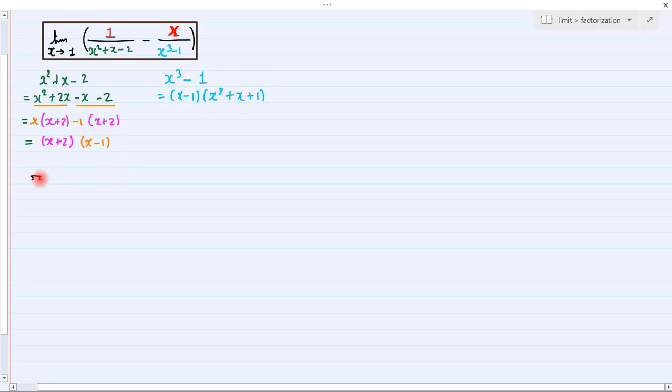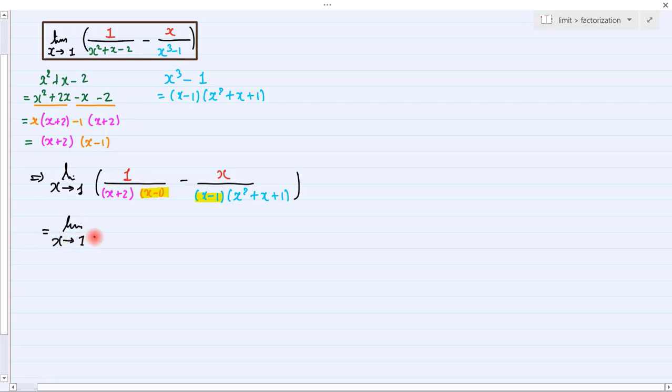So let's substitute the factors. We'll get limit x tends to 1 of 1 upon the factors of x square plus x minus 2, minus 2 upon the factors of x cube minus 1. Now, the common factor is x minus 1. In further simplification, you have to take LCM.